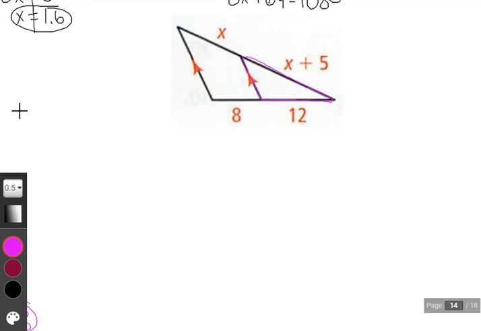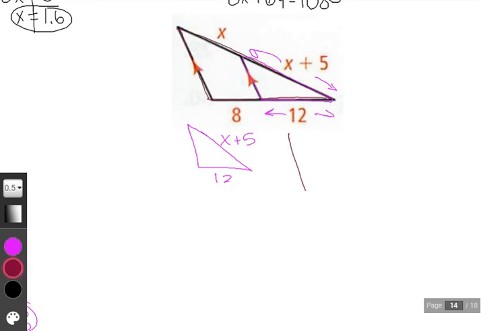Okay, so we have 12 on bottom, that makes sense. And then we have x plus 5 on top. Okay, so the big triangle that's overlapped. On the bottom we have 8 and 12 together, that makes 20. Here we have x plus 5. Well, x plus x is going to be 2x, and then the plus 5 is not a like term, so we can write that like that.